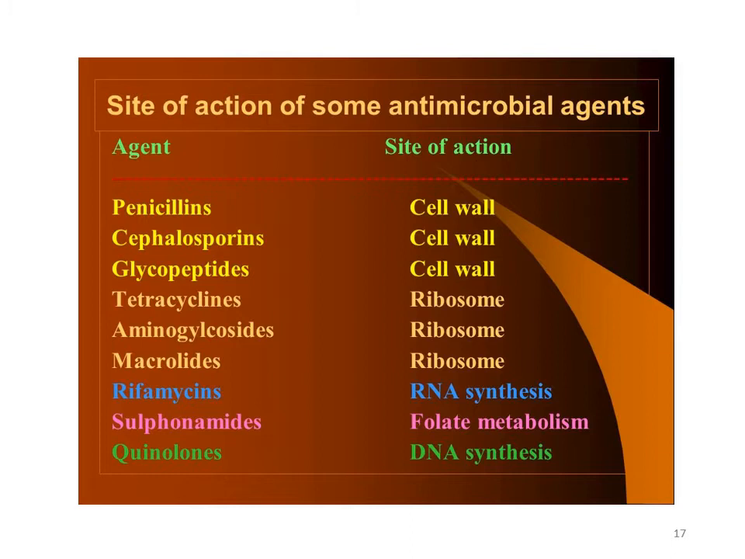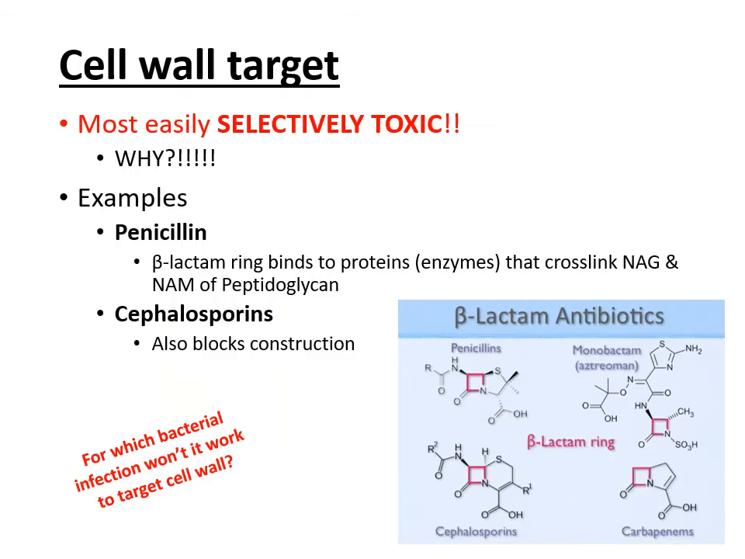Okay? The other one listed here is sulfonamides, and we'll talk about folate or folic acid metabolism in a minute. Now, as I already mentioned, the cell wall is your number one best target. It is the most easily selectively toxic target because, like we said, bacteria have it, but we do not. So you can destroy the cell walls all you want without destroying the human cells because the human cells do not have the cell walls.